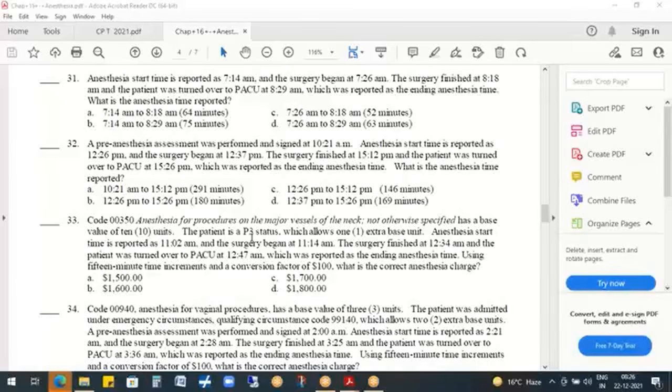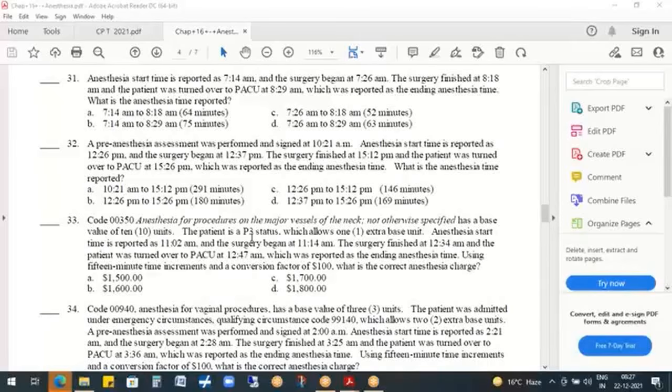Next one. Question number 33. Can you recall what is the code in the given question? What is the anesthesia code? 00350. Okay. If this is the service provided by anesthesiologist, how much payment he will get? What is the formula for payment? I said the formula. Base plus time plus modifying factor equal to total units into conversion factor.